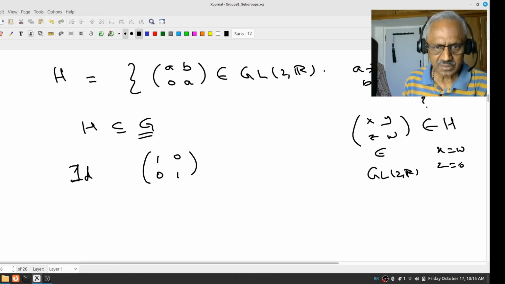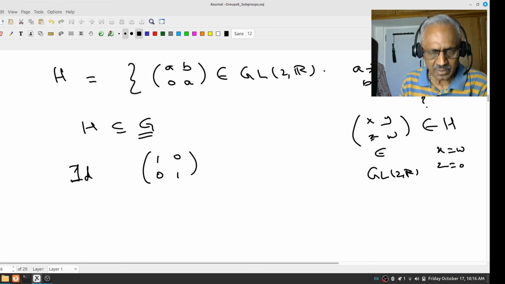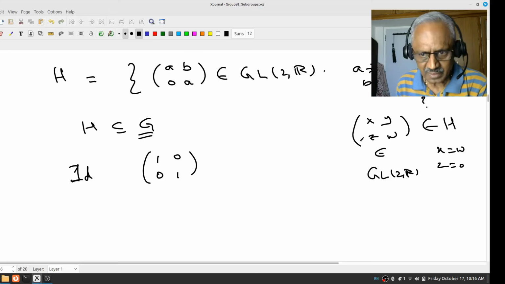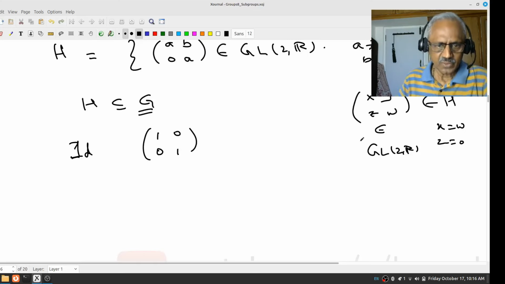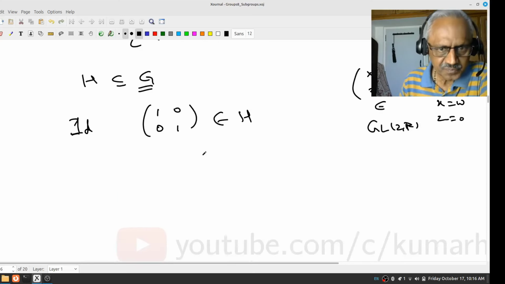Do you understand this? So if I want to show some element of GL2R, namely X, Y, Z, W, belongs to H, what do I have to check? I have to make sure the diagonal elements are identical, X equal to W, and this element must be 0. Okay, are you following? Good. So this belongs to H because the diagonal elements are the same and this element is 0.